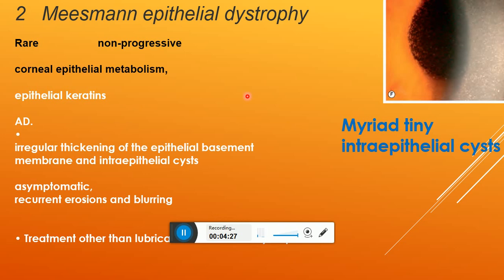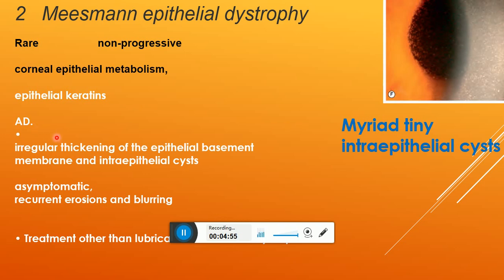The next epithelial dystrophy is Meesmann epithelial dystrophy. It is a rare, non-progressive abnormality of the corneal epithelium metabolism, underlying which mutations in the genes encoding corneal epithelial keratins have been reported. The inheritance is autosomal dominant.